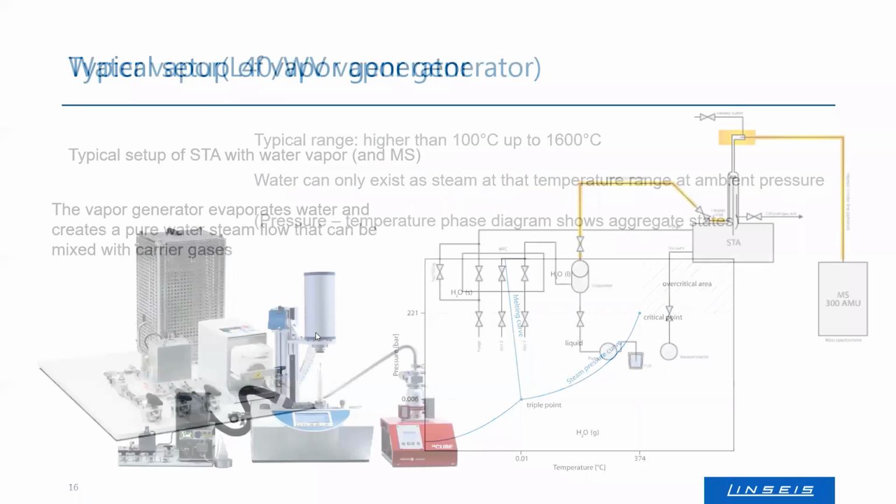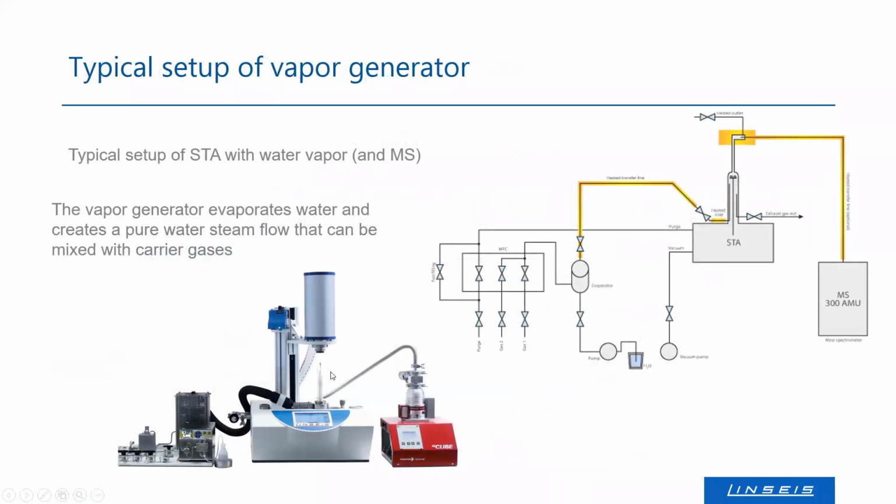The picture down here shows Linseis's STA instrument, so a thermogravimetric instrument with DSC sensor also connected to a water vapor generator. And there's also a vacuum pump here for evacuating the atmosphere before filling with water vapor. The water vapor generator is much easier to handle and much easier to set up. As I said, basically you have a water reservoir, you have a pump, you have an MFC block, and this goes into an evaporator that goes into a heated transfer line, and that goes into your instrument.